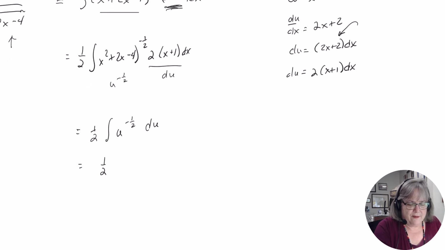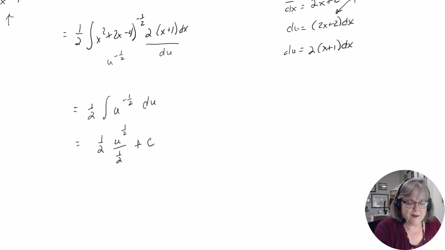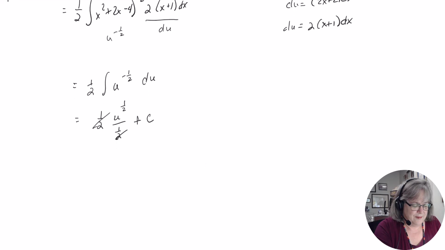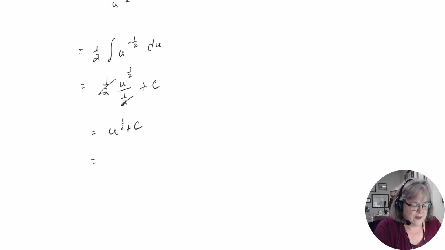So this is du, u to the negative 1/2. So this is 1/2 u to the negative 1/2 du. So 1/2, add 1 to the power, that'd make it a positive 1/2. Divide by the new power, to divide by a half is to, well, let's just put a half down there for right now, plus c, because this half is going to cancel this one. So you have u to the 1/2 plus c, and u was x squared plus 2x minus 4, to the 1/2 plus c.